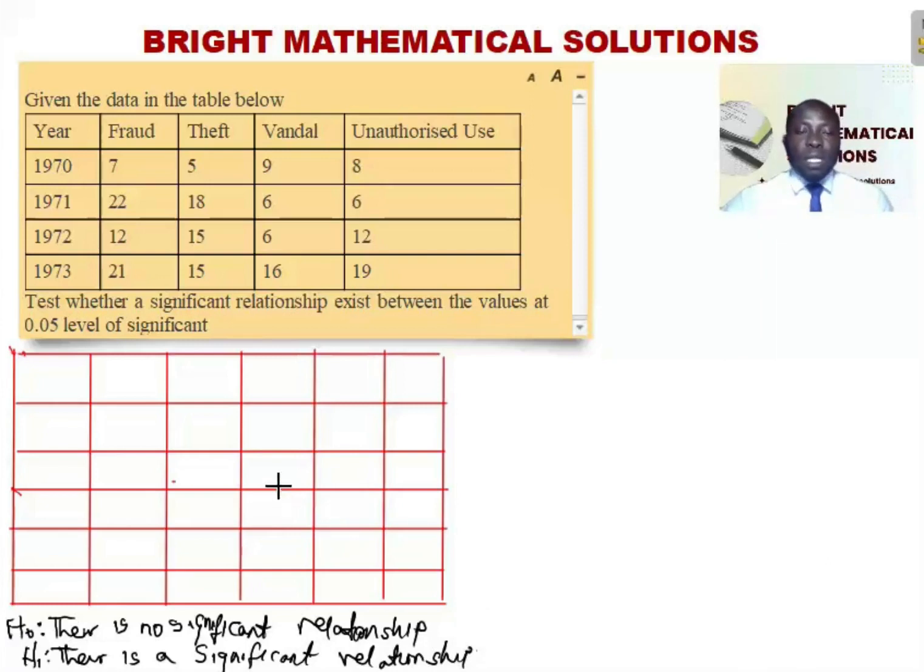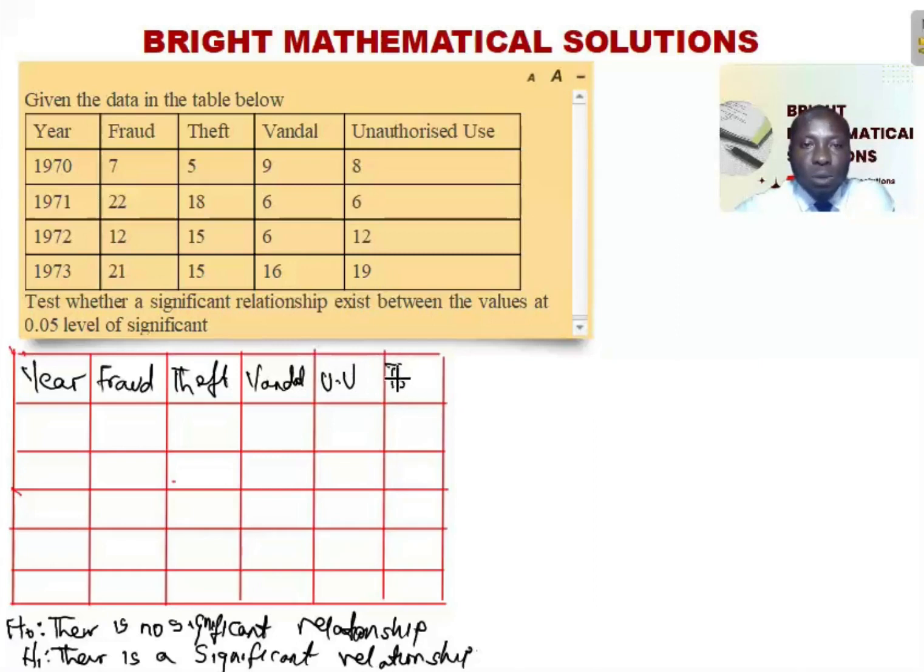So after we've set our hypothesis, then we now come to the table and we begin to look at the values that we are given. So let us input our table into this table that we have done. So we have year, fraud, thefts, vandal, unauthorized use, let me use UU, and here we have total. So here we have 1970, 1971, 1972, 1973. So here again we have total.